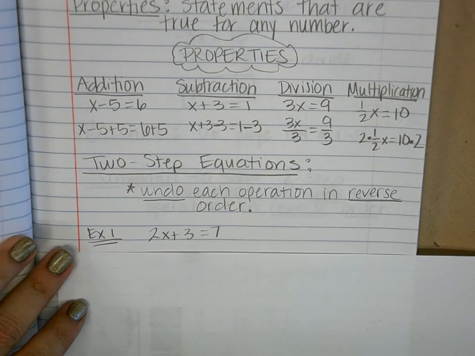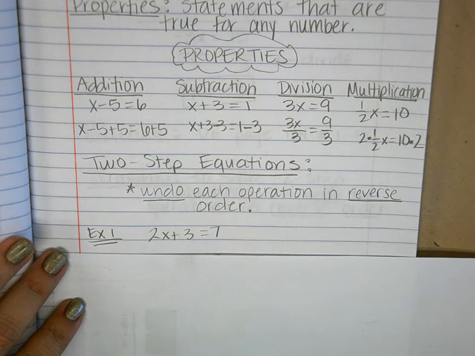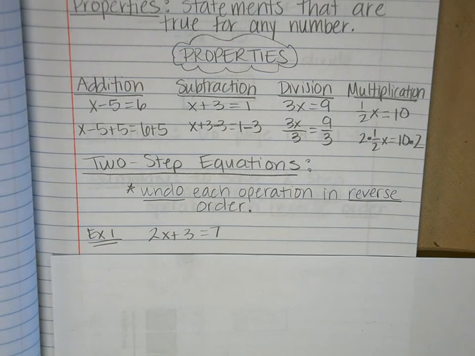So, here's an example of a 2-step equation. This is really basic. It's 2x plus 3 equals 7. No fractions, no decimals, whole numbers to start with. Okay, so what do you guys think we should do first if we're going in reverse order of operations? What should we do? Just say it. Minus 3. Subtract 3 from both sides, right?